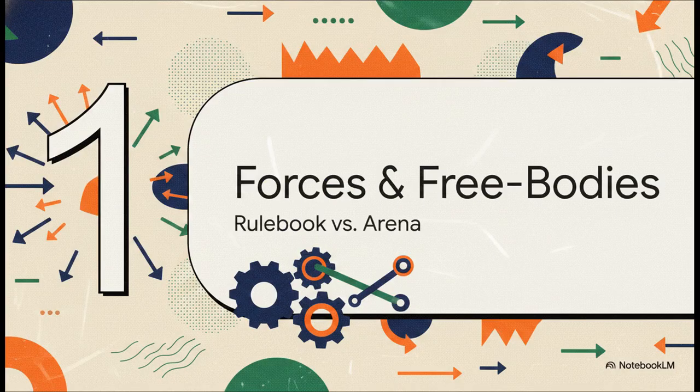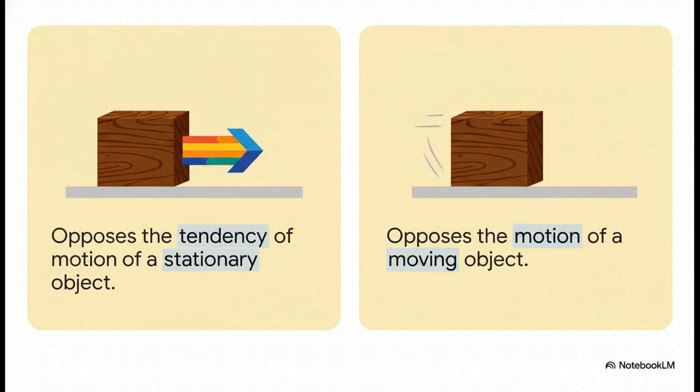So, Section 1, Forces, Friction, and Free Bodies. It's the rulebook versus the arena. Our very first stop is understanding the invisible forces acting on objects, specifically, the tricky differences in friction. This is literally the foundation for everything else we're going to cover.